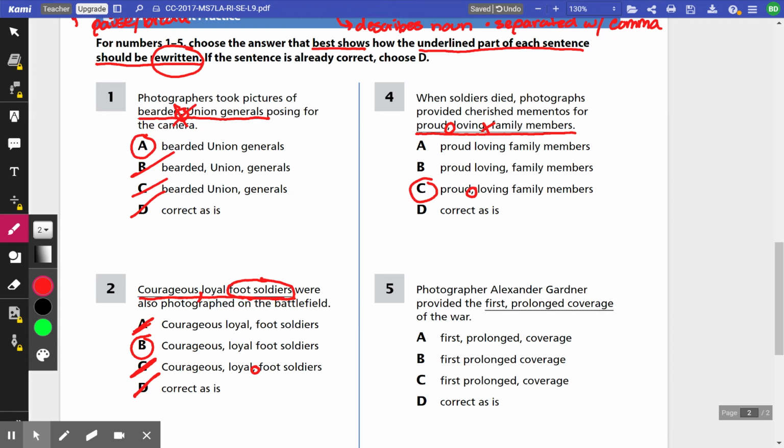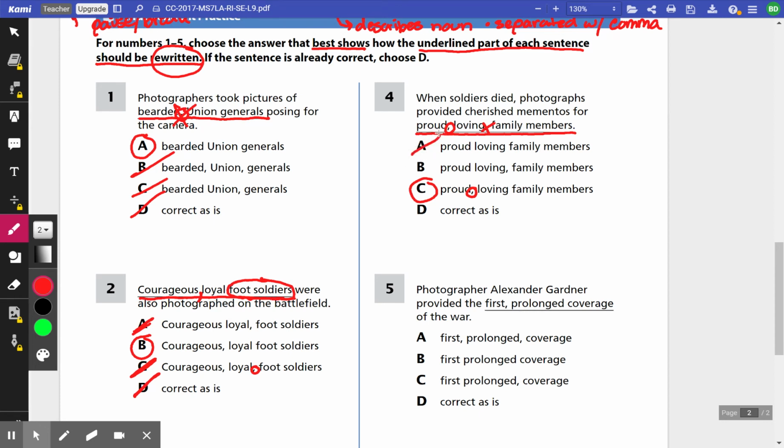So we are describing the family members with proud and loving, right? So if we put the word and in between proud and loving, that tells me that the family members were two things. They were proud and they were loving. So they were both. And throwing the word and in between proud and loving, it works. You can also reorder loving and proud before family members. So you could say they provided cherished mementos for loving and proud family members or loving, proud family members, and it works perfectly. So we know that proud and loving, those are coordinate adjectives. So they have to have a comma. Answer choice A, that one doesn't have a comma at all.